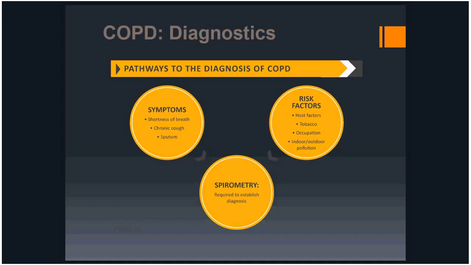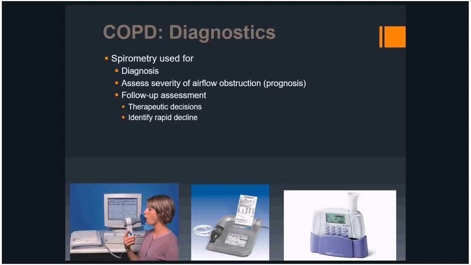With regards to diagnostics, symptoms are important. That is the subjective component. You also have to take into consideration risk factors and spirometry. With COPD, spirometry is required to establish a diagnosis. So spirometry in COPD is not only used for diagnosis, but it's also used to assess the severity of airflow obstruction. So it's going to give some indication about prognosis.